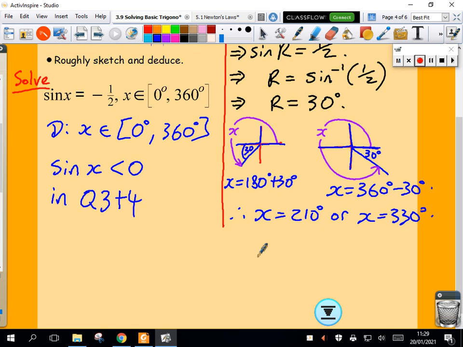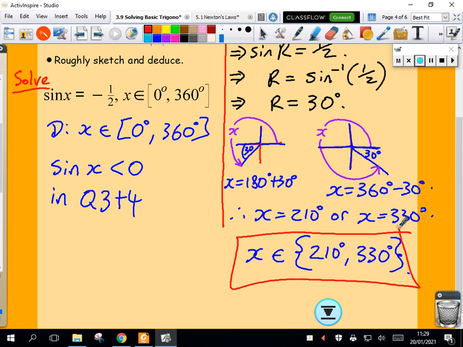Sometimes you see that written in set notation. X belongs to the set, curly brackets important, containing the elements 210 degrees or 330 degrees. So x could be one of those two things. And again, type those in, check your answer. How do you check your answer? Well, you first of all check, are those answers fitting into my domain? Yes, they're both between 0 and 360. And check, is sine of the angle equal to negative 1/2?